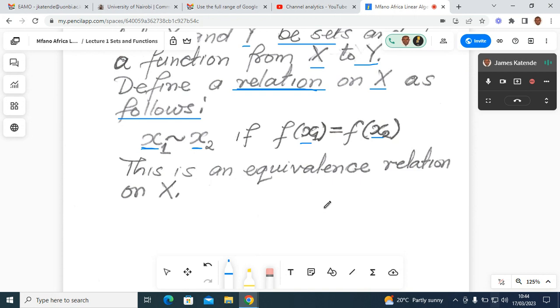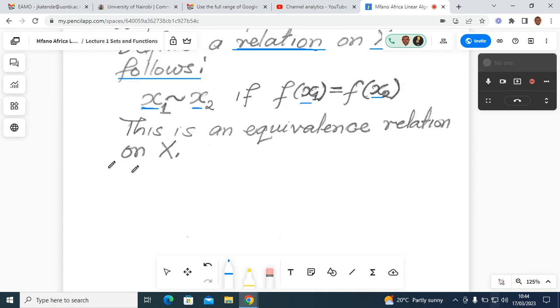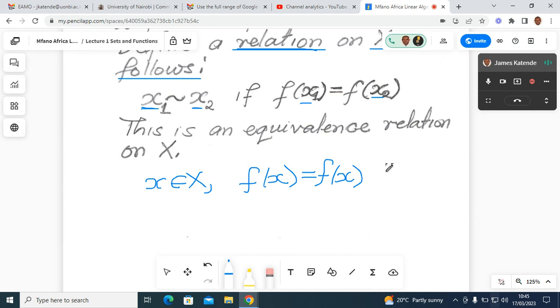We can check the properties. Clearly, if you pick any element x from the set X, you must have f of x is the same as f of x. So that solves the property of being reflexive. f of x will always be equal to f of x. That's guaranteed. So we can say this relation is reflexive: any element is related to itself, right?